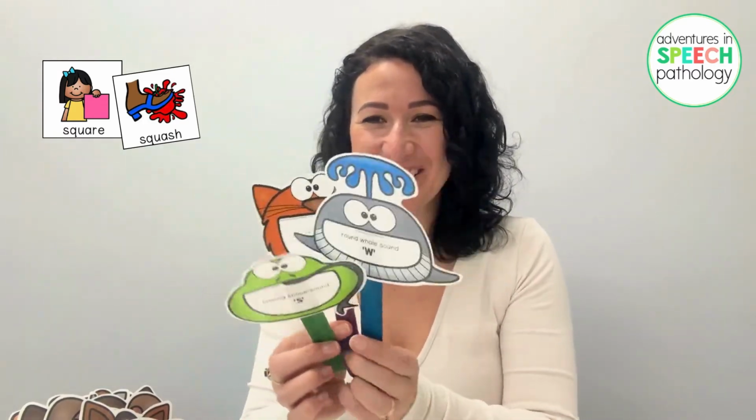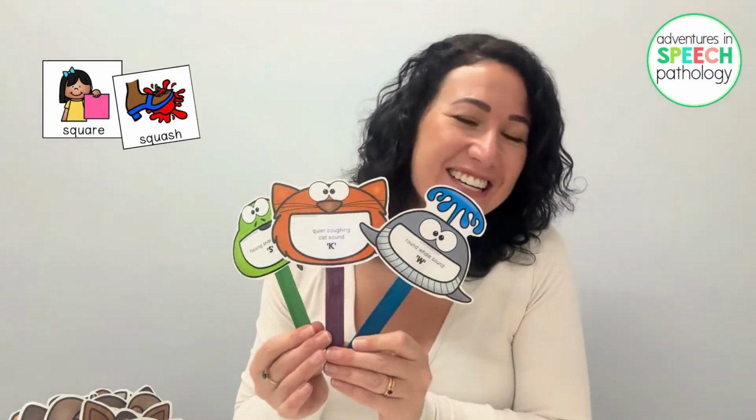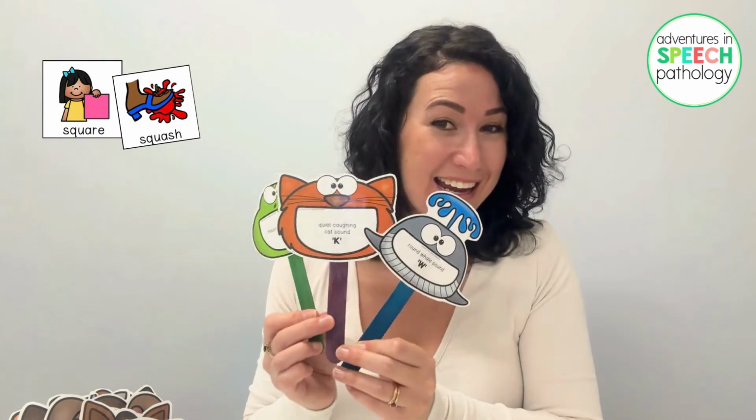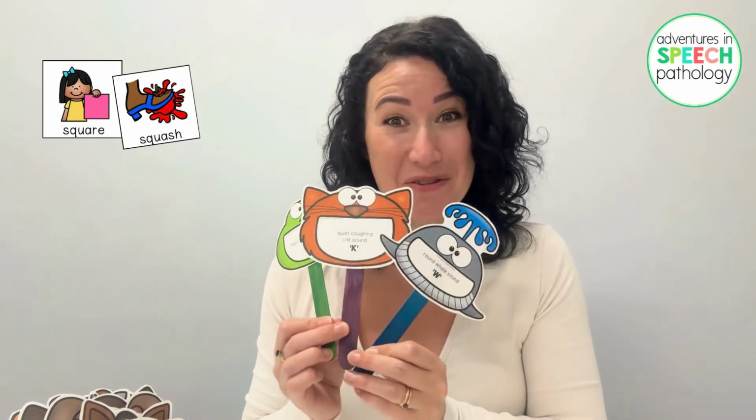And you can even do them with 3 element clusters. So I'm going to grab one here. Let's say you're doing SKW, like square, squash, you can have your snake, your cat and your whale. So you can have all those 3 cues there so that the child can see all the sounds that they need to say in that complex cluster word.